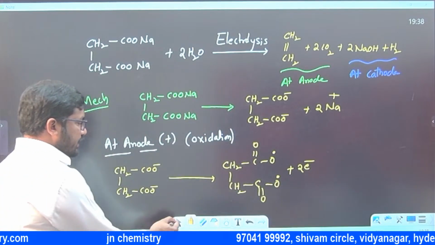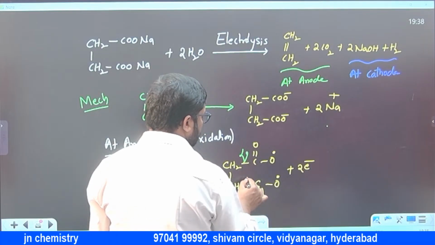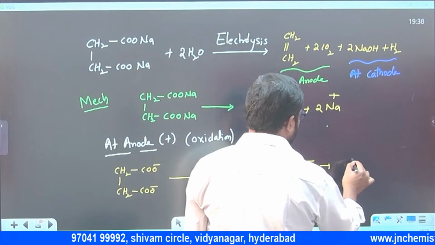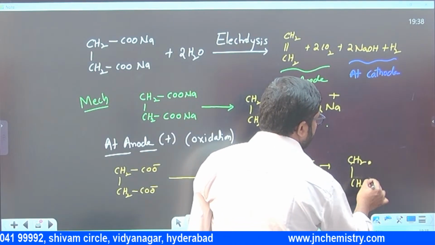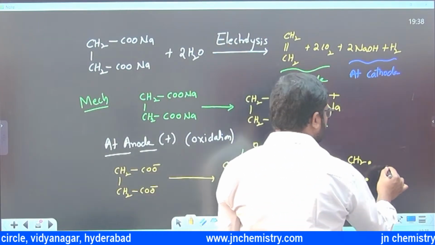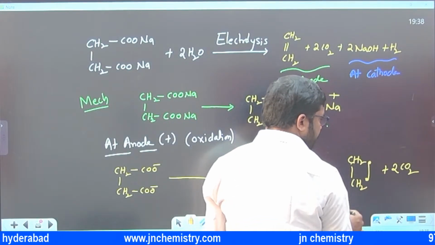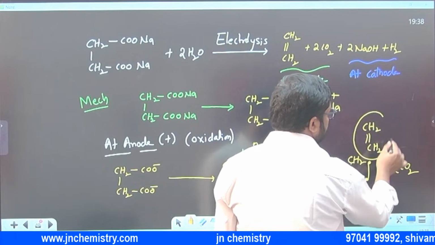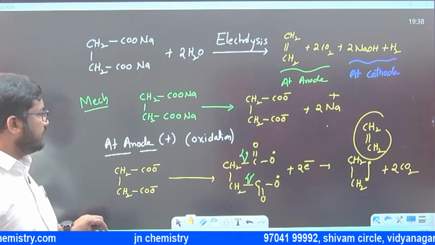Next, here I'm writing that homolytic cleavage takes place. CH2, CH2. Here one radical, here is one radical. Two radicals. I'm writing a double bond plus 2 moles of CO2 going out. So when these bonds are combining, we'll get ethene. Ethene plus CO2.